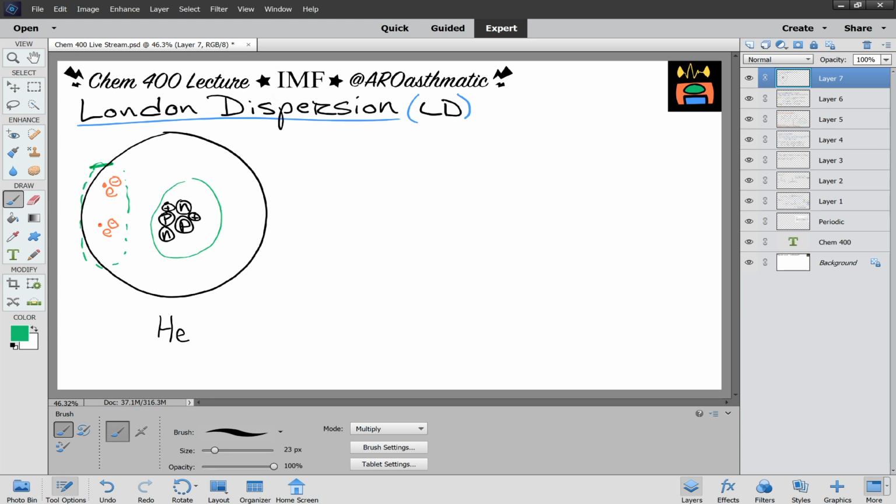For this instant, for this moment in time, that separation of charge, that imbalance of charge, creates a partial negative and partial positive charge inside the molecule. We say that on the left side of the molecule, there's a partial negative charge. And then on the right side of the molecule, there is a partial positive charge.